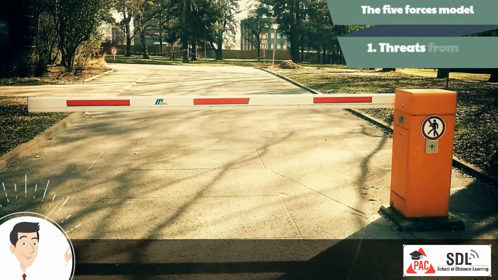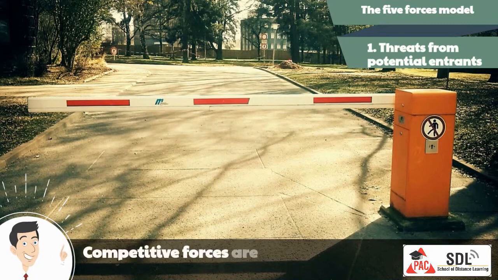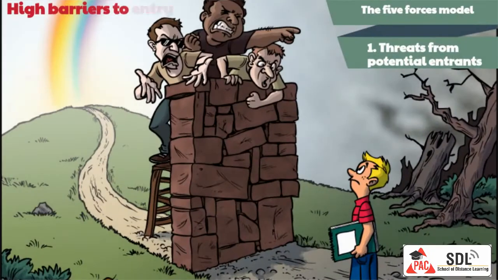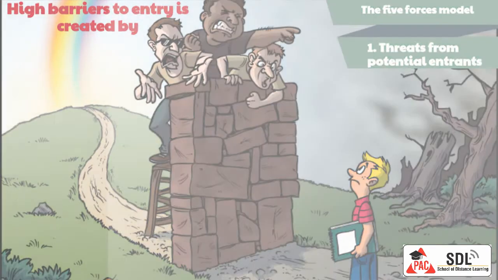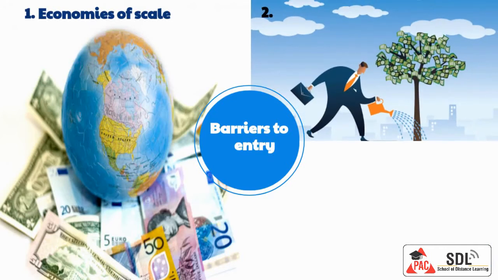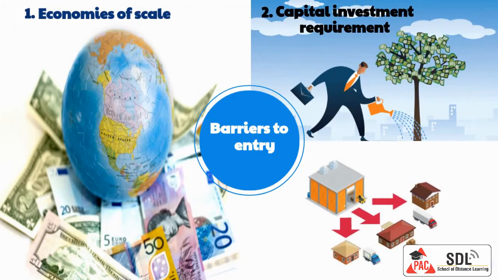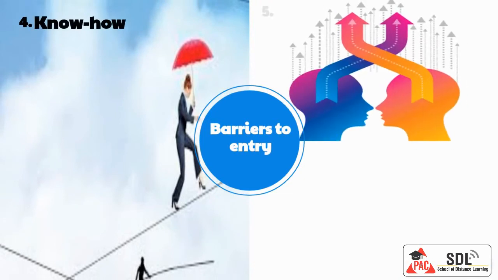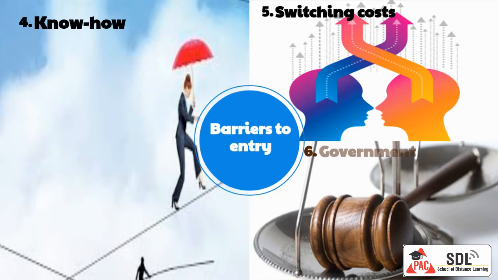Threat from potential entrants. Competitive forces are reduced when barriers to entry are high. High barriers to entry are created by 1. Economies of scale. 2. Capital investment requirement. 3. Access to distribution channels. 4. Know-how. 5. Switching costs. 6. Government regulation.